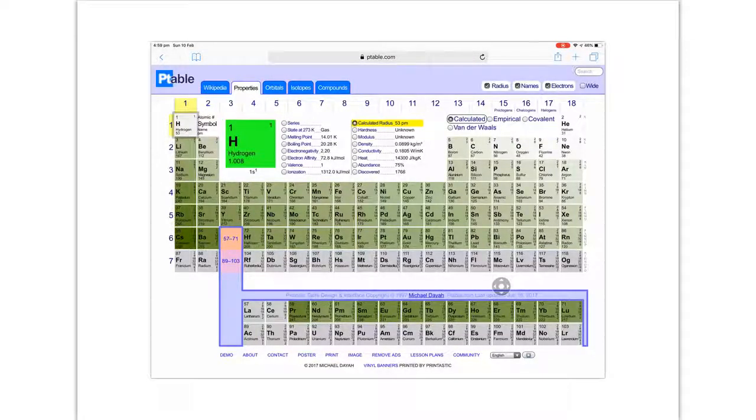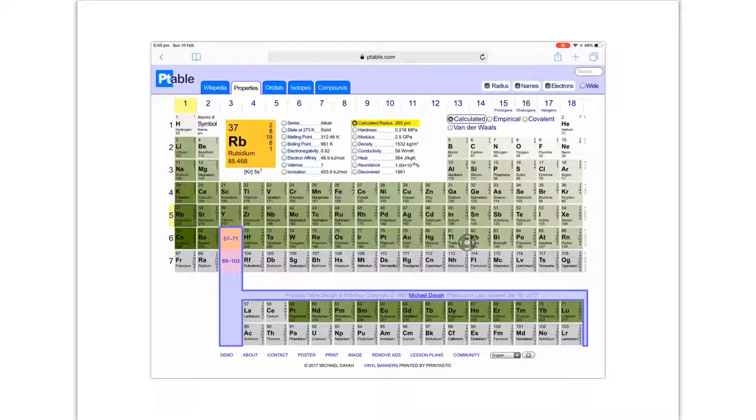Now, as you would expect, as we come down a group, so as we come down the periodic table, it doesn't matter where we go, the atoms get bigger. So as we get more and more shells, the atoms get bigger. If you want to see that radius, there's hydrogen, lithium is 167, sodium is 190, potassium is 243, that's highlighted in yellow, rubidium 265. So we get that trend always as we go down.